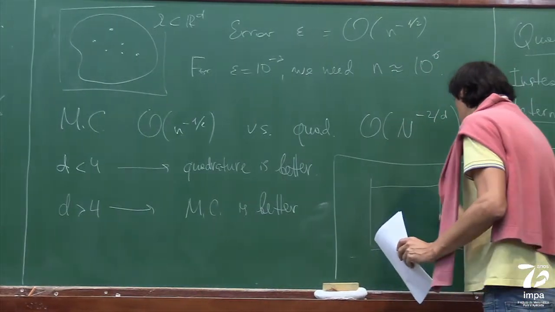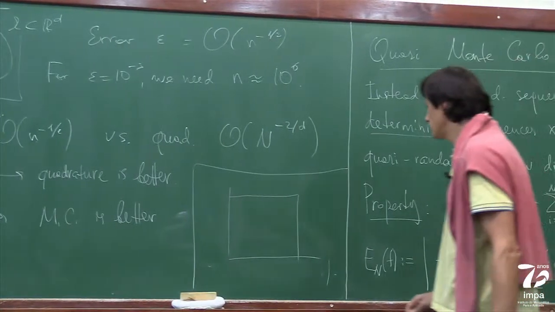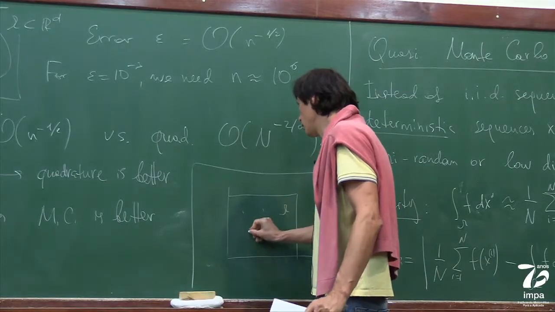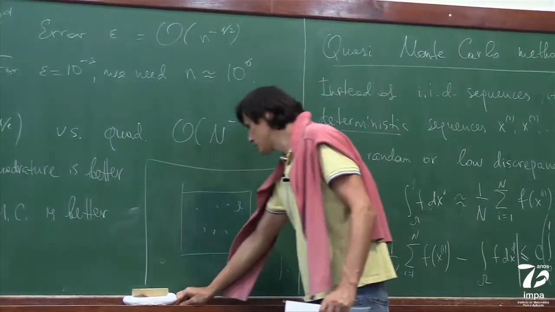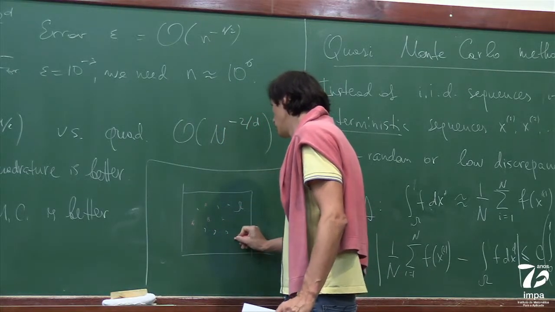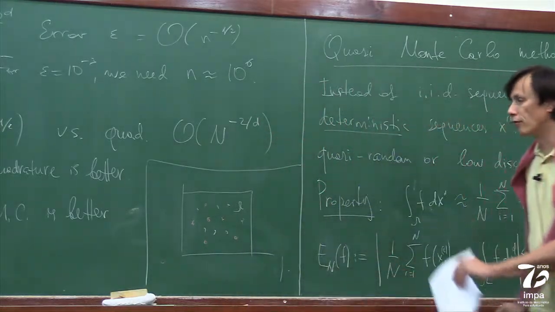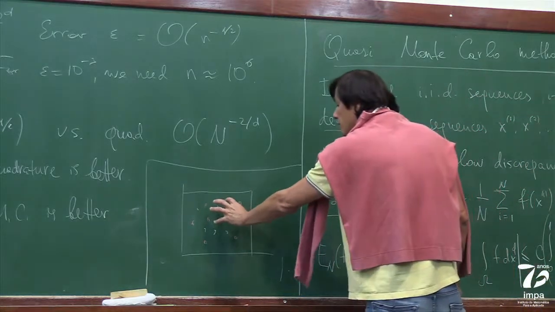So you have a domain. Normally, this method directly gives you the points in some domain, and Monte Carlo would just throw random points. This method will throw points which look random, but actually they are not random at all. They are given by a very specific formula. But the idea is the same.